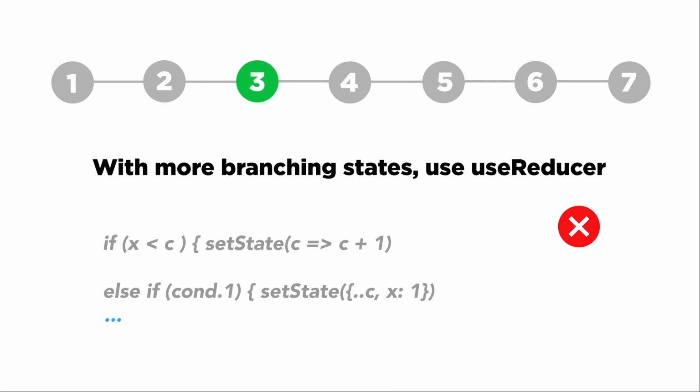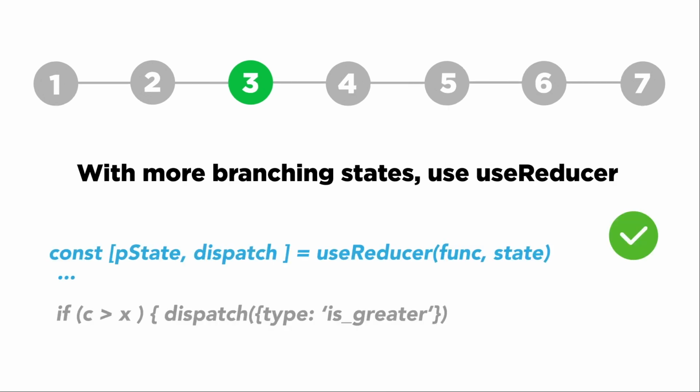As you can see with useReducer, instead of using different branching, we can just make it much more simple. If C is greater than X, we dispatch isGreater, and then we can abstract all the code or the data relating to that specific branching. Okay.